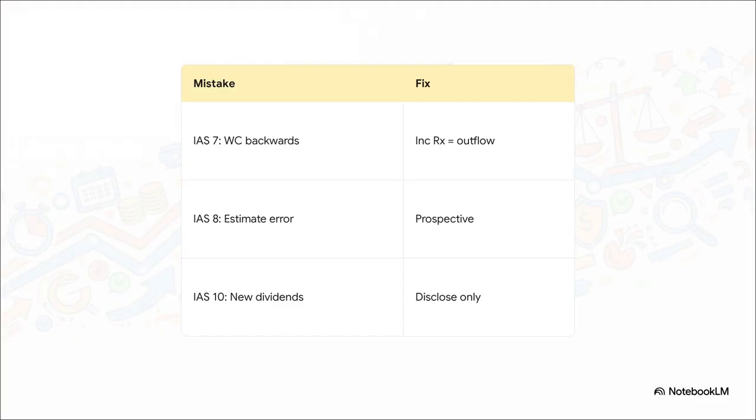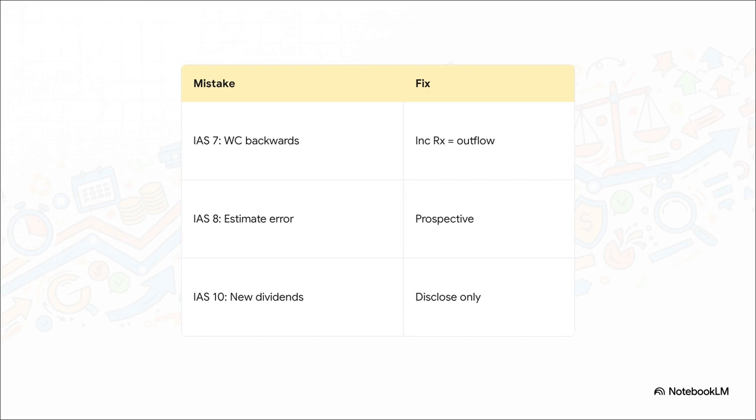Let's walk through these methodical fixes. First, the IAS 7 trap. Getting working capital changes backwards. It happens all the time. The fix? Always remember that an increase in receivables is a cash outflow, so you have to subtract it. Think of it like you've essentially loaned the customer money.